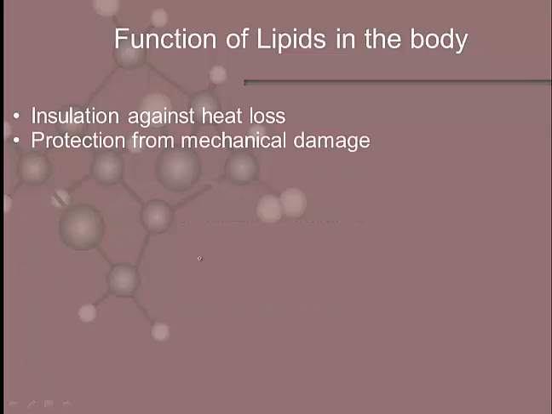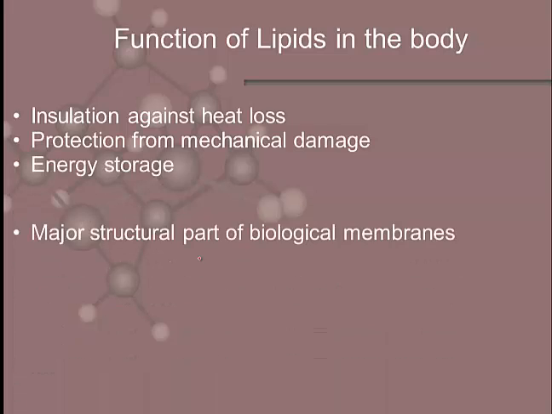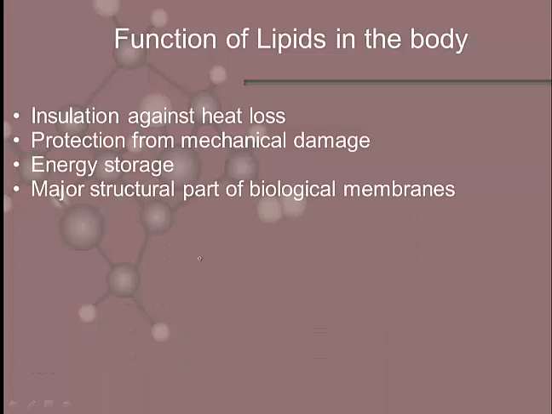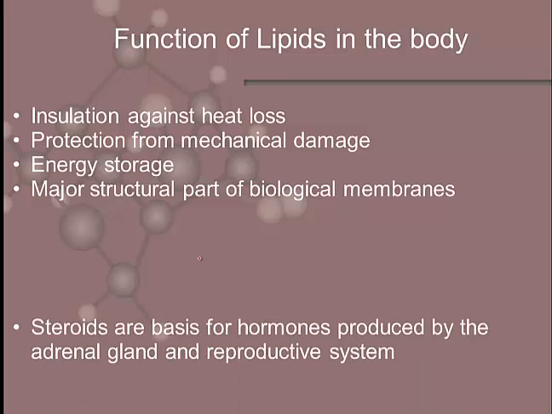Protection from mechanical damage, so they do provide cushioning. Fats, you have all of your organs are surrounded by fat. Too much fat around your organs can be dangerous, but you do have a layer of fat around each of your organs. Energy storage for later. And they make up a major part of our biological membranes around our cells.